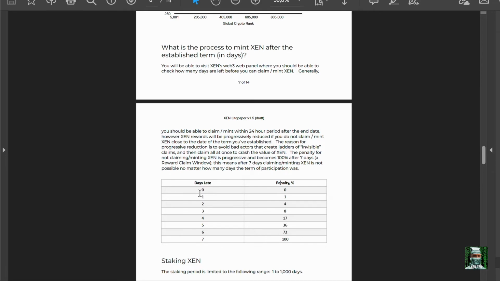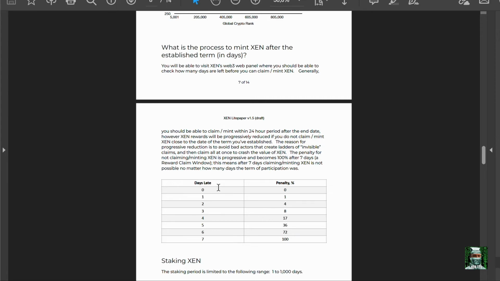But there's still a chance for you to get your SEM. It's up to 7 days for you to get SEM, and after day 7, the penalty is going to be 100%, no matter how many days the participation was. So you can also see that this is an exponential increase in penalty after days. And the reason for this progression is to avoid bad actors that create ladders of invisible claims, basically.